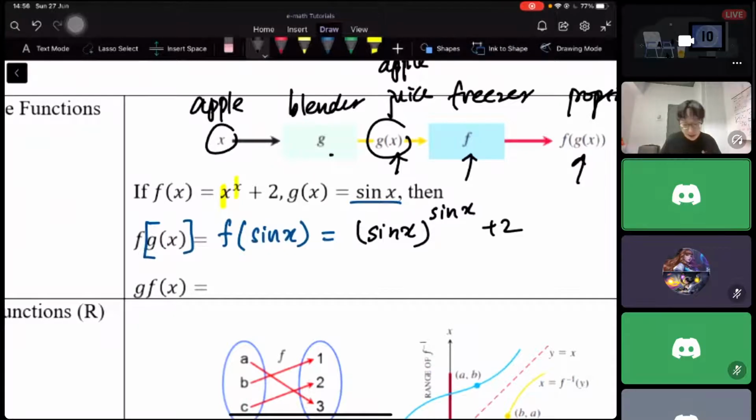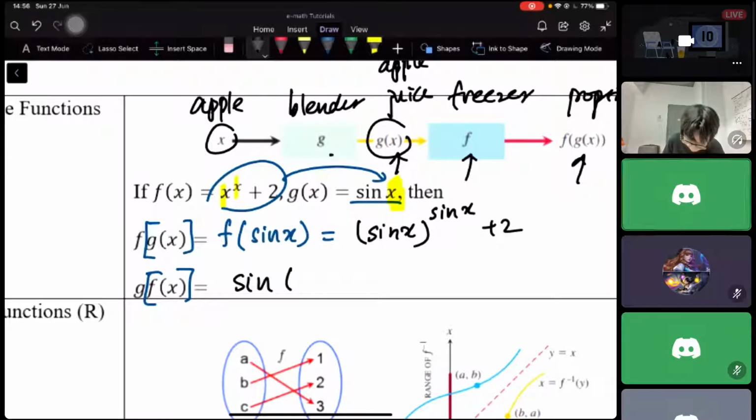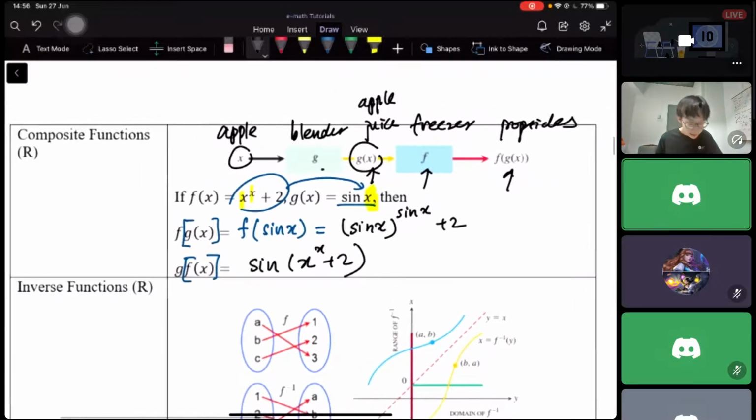What about gf(x)? For gf(x), you will find f(x) first, then you put into g. You already got f(x). Just put the whole thing into the x here. So it is sine of x to the x plus 2, whatever it is. I don't care. I go through this composite function very quickly because you have learned it in your SGMF. And what I want you to take note of on this composite function is again the range and domain.